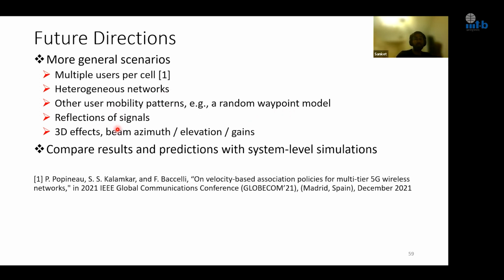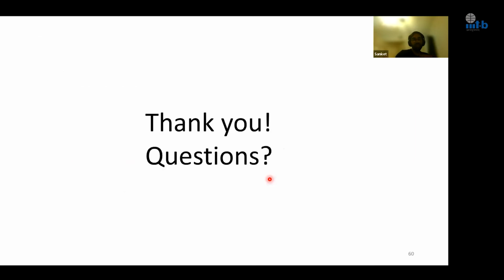Then the reflections of the signals, meaning that we consider the blockages, but there could be a reflection of the signal due to the buildings and so on. And also the 3D effects. If you extend this work to 3D, there will be things to consider like elevation, beam azimuth, elevation, and so on. And also, we did some part of this, like comparing the simulation, theoretical results and prediction with the system level simulations. Okay, thank you.